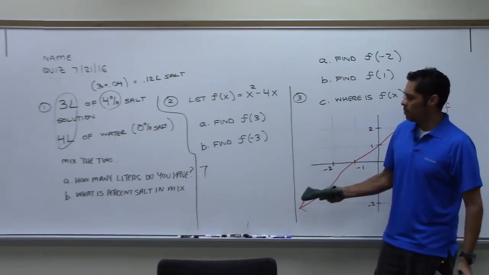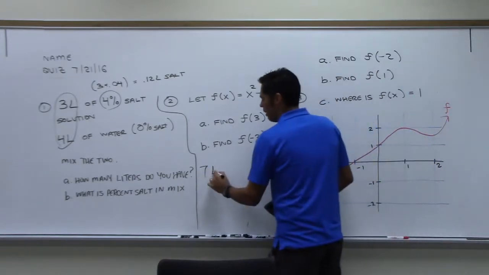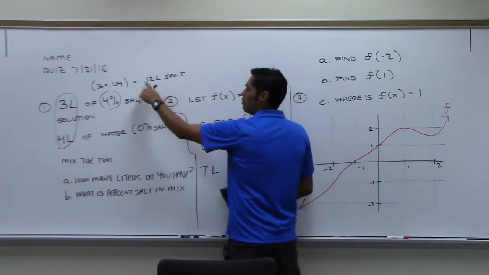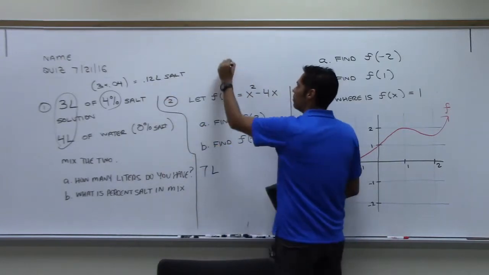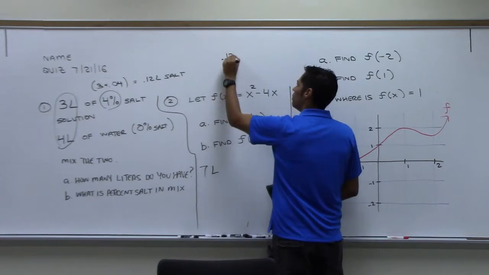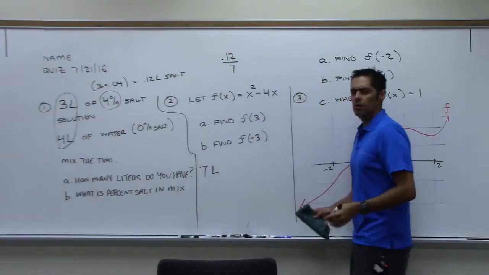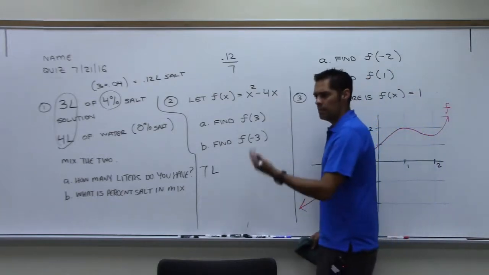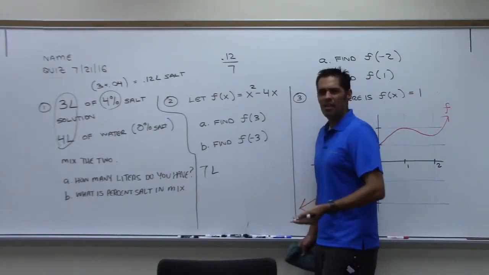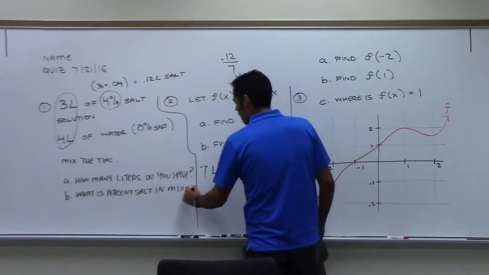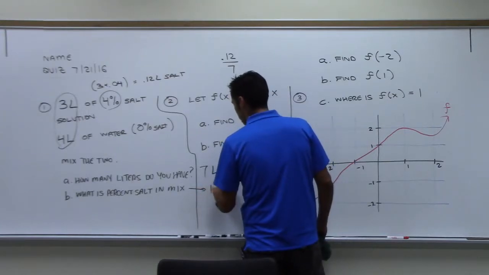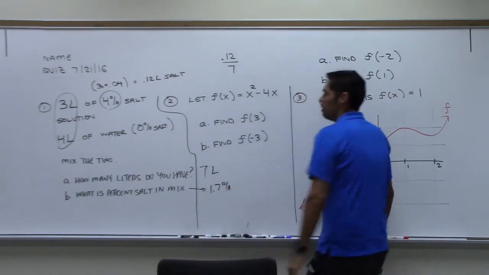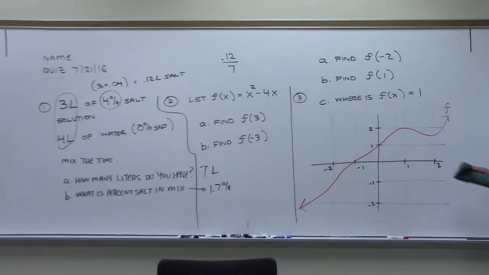The next one, what's the percentage of salt? Well, you have 7 liters, and 0.12 liters of it is salt, so you do 0.12 divided by 7, and whatever that came out to be. 1 point something? 1.7-ish? Okay. So it comes out to be, we think, about 1.7%. Okay, that's the first part.